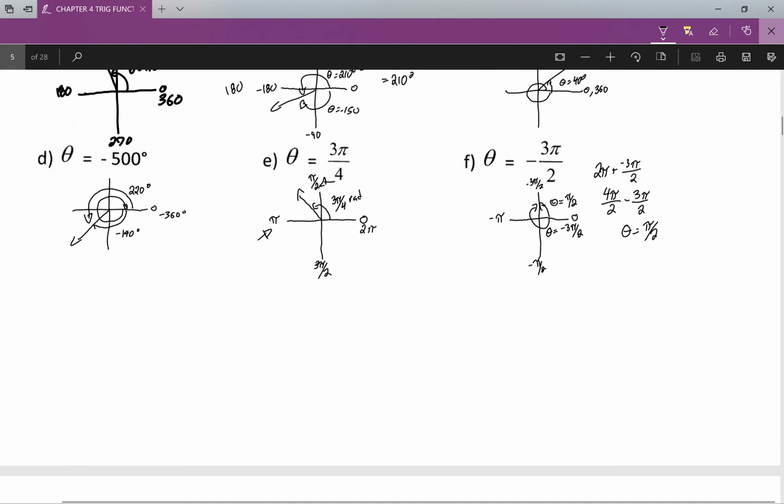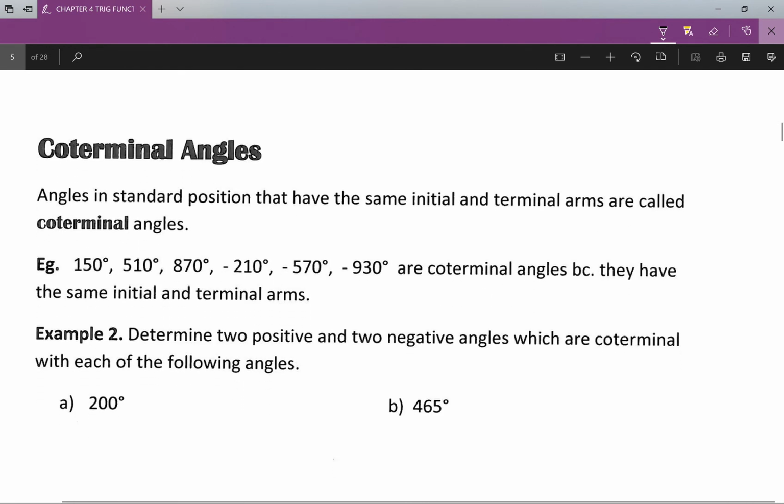So this has just been a brief little introduction lesson. The next thing we're going to get into is coterminal angles, which represent the multiple rotations. I hope you guys have enjoyed.